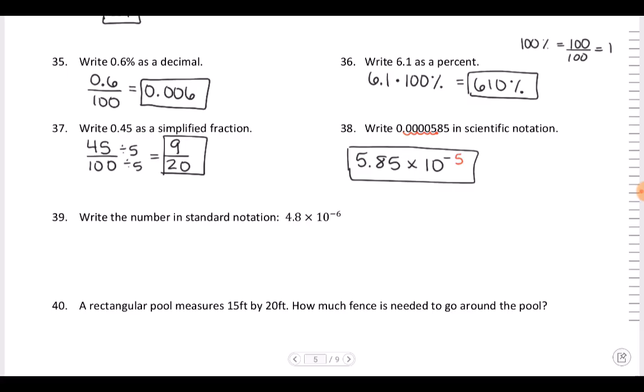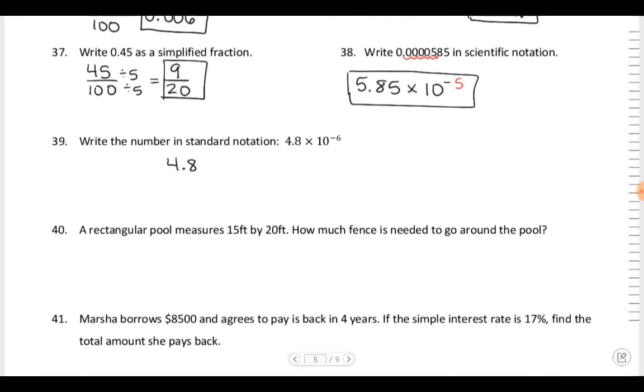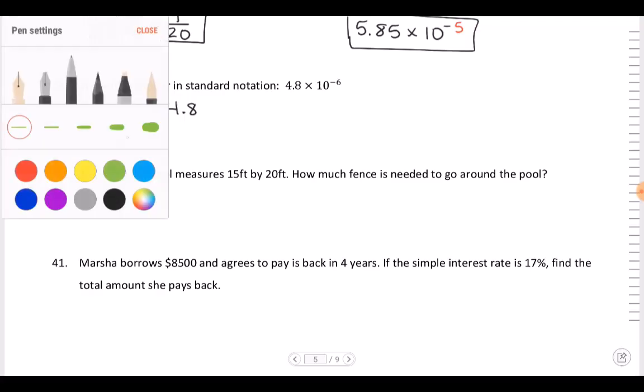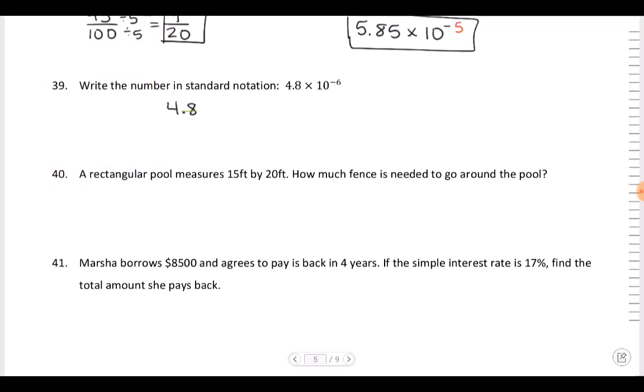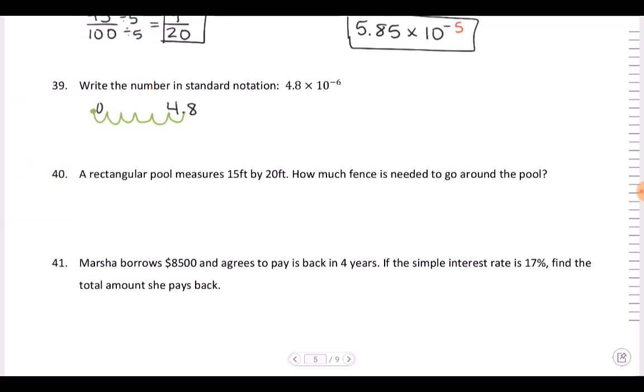Okay. All right. Number 39 says to write in standard notation. So I have 4.8, and I'm multiplying it times 10 to the negative 6th. Well, since it's negative, that means my original number must be smaller. And so if my original number is smaller, then I need to move my decimal 6 places to the left. So 1, 2, 3, 4, 5, 6. Put that decimal there. And when you do that, then you're going to fill in all of these spaces here with zeros.